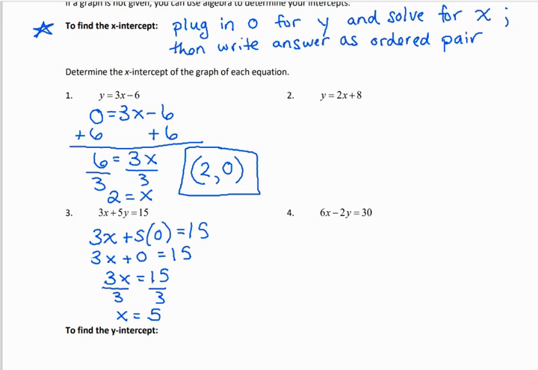Again, don't circle that answer. Write this as an ordered pair. X always comes first. So we found x was 5. And remember, we plugged in 0 for y. Any questions there?